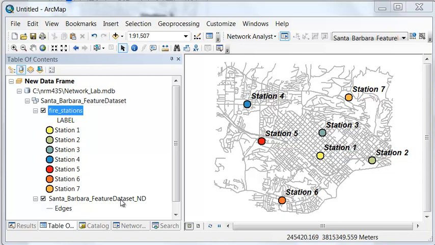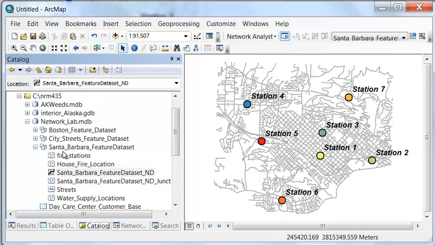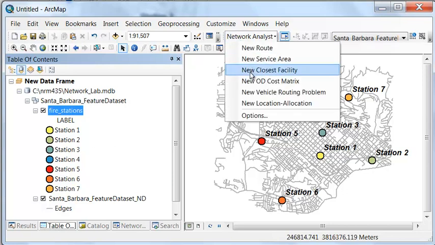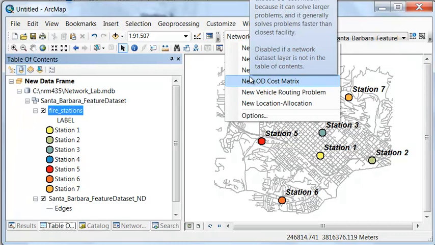We're going to work with the previous data set we worked with, where we had fire stations. And what we want to know is, for each station, what is the minimum driving distance to every other station? So for example, for station 1, if we had to go to station 3, what would be the minimum driving distance? If we had to go to station 7, what would be the minimum driving distance, etc. To solve that type of problem, we use a new origin destination cost matrix.